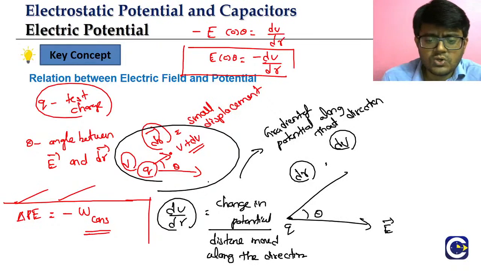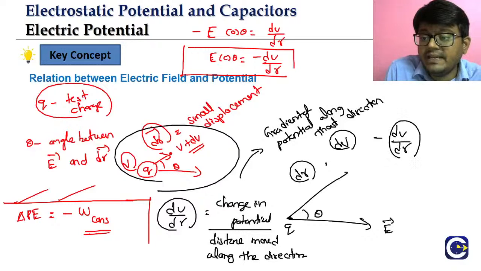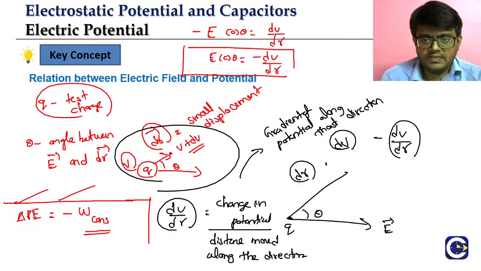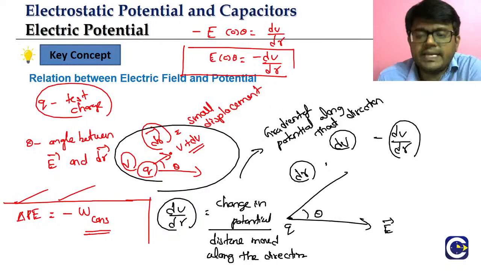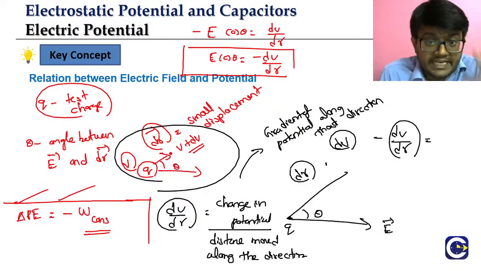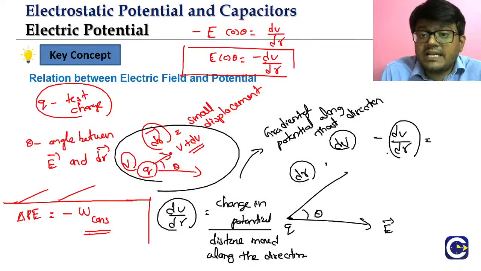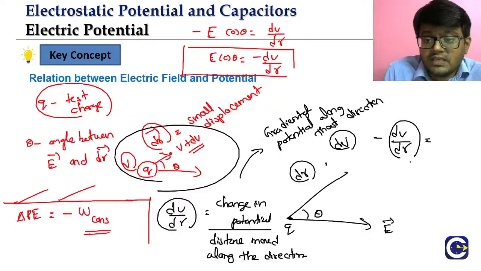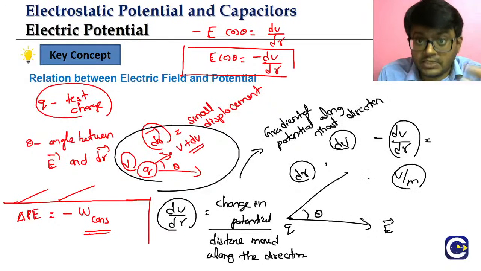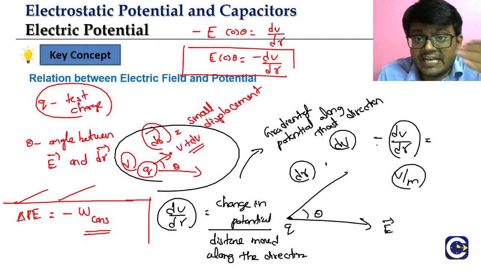So look at the formula: minus dV by dr means we will say negative of gradient. Why does the word negative come? Because it is minus dV by dr. So minus dV by dr is what? Negative of the potential gradient in a direction. Do you know what units the potential gradient will have? The SI unit of potential gradient will be what? Volt per meter. Volt per meter. Look, it is the negative of the potential gradient in a direction.